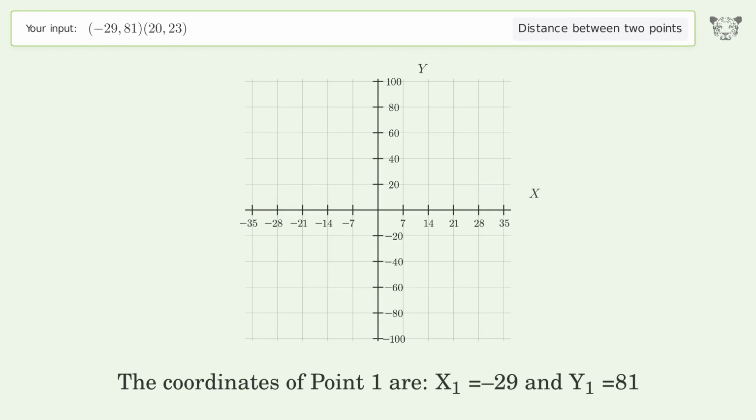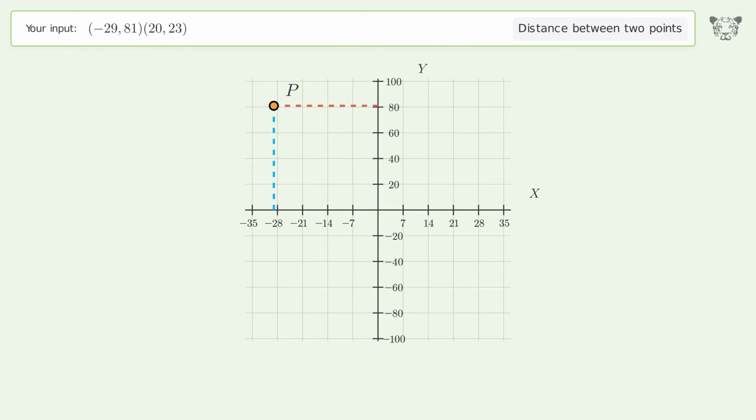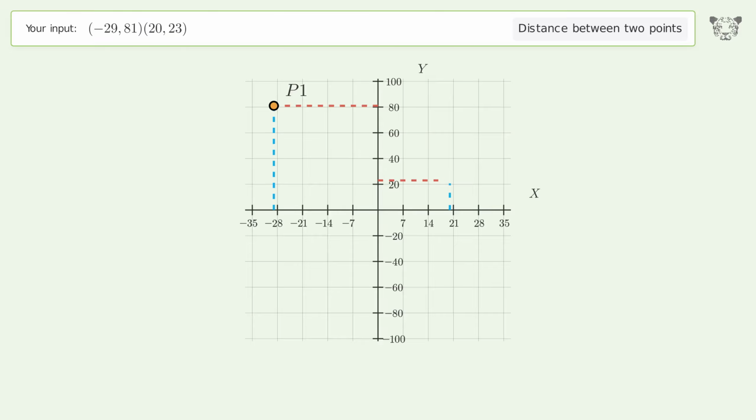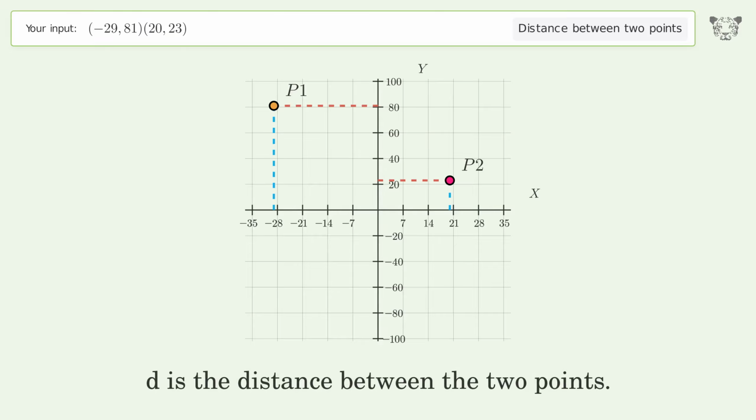The coordinates of point 1 are x1 equals -29 and y1 equals 81. The coordinates of point 2 are x2 equals 20 and y2 equals 23. D is the distance between the 2 points.